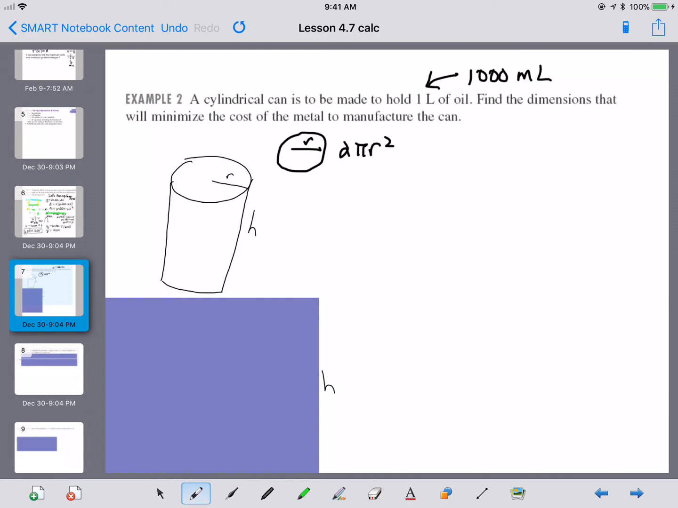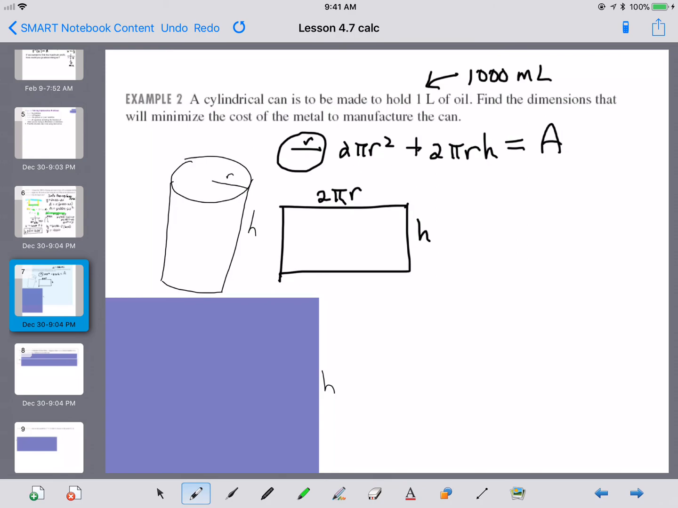And then if you think about stretching out the can, the top of the can has to wrap around the circle of our can. So that would be 2 pi r, and then it's got to be a height. So the materials of the can have area of 2 pi r squared plus 2 pi r h.